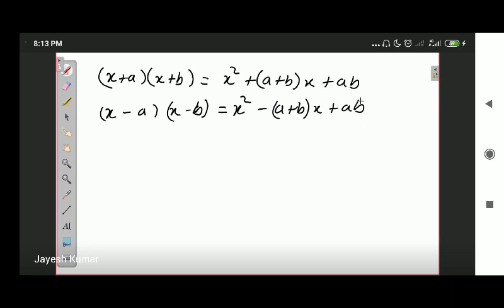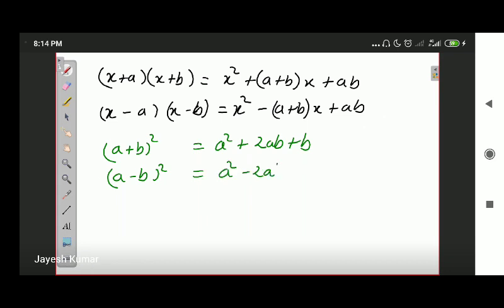After these you have whole square identities. Those are a plus b whole square, that is equal to a square plus 2ab plus b square, and a minus b whole square, that is equals to a square minus 2ab plus b square. And finally you have the identity of a square minus b square, that is a plus b into a minus b is equals to a square minus b square.